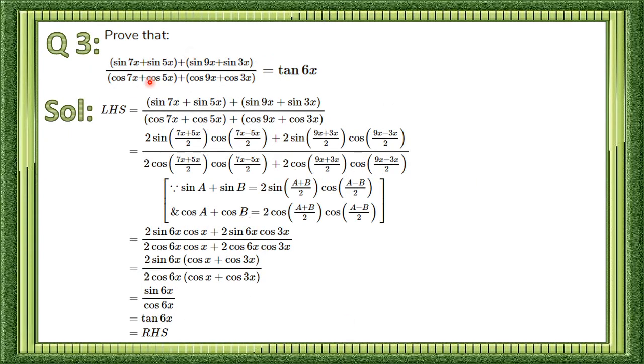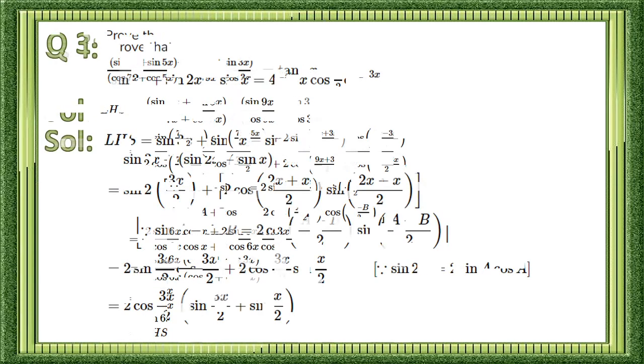Question number 3, very simple. Sin 7x plus sin 5x in the numerator, sin A plus sin B. So this property is applicable. In the denominator, cos A plus cos B, this property is applicable. Please use this property and solve. It's very simple. You will get the answer.